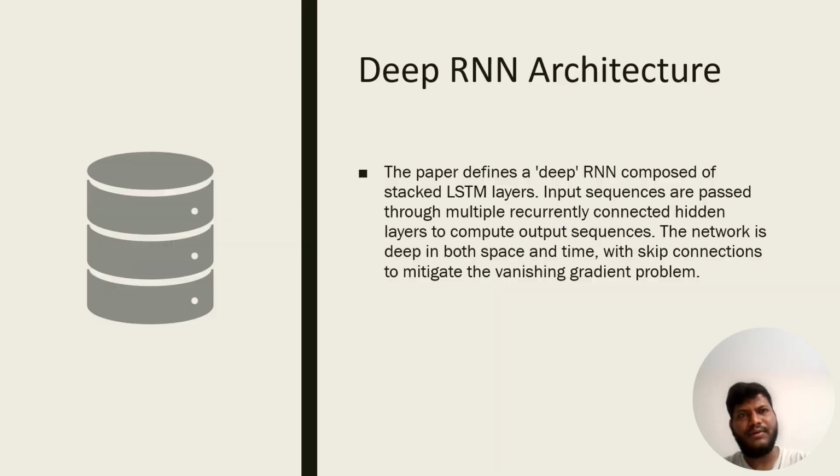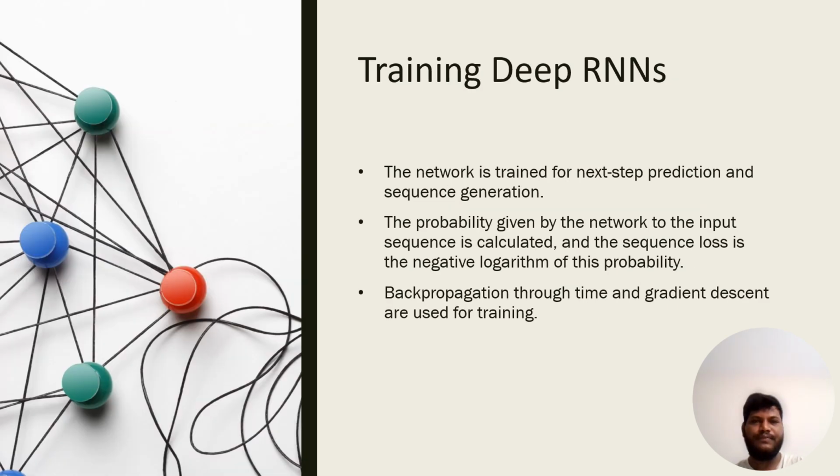Moving to the next slide, we come to the deep RNN architecture. In this paper, deep is defined as an RNN composed of stacked LSTM layers. Input sequences are passed through multiple recurrently connected hidden layers to compute output sequences. The network is deep in both space and time, with skip connections to mitigate the vanishing gradient problem.